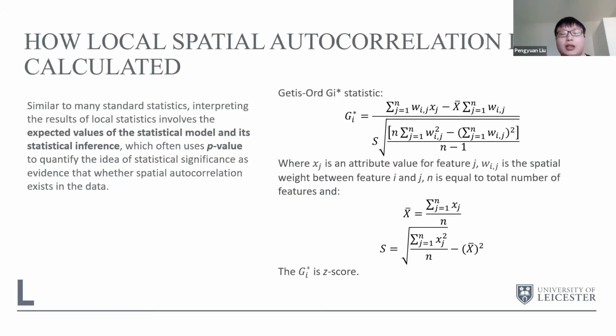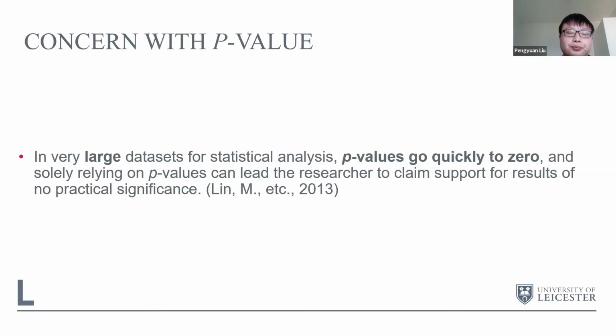So similar to many standard statistical analysis, interpreting the results of local statistics involving the expected values of the statistical model and in statistical inference, which often the p-values to quantify the significance of the z-value calculated by the local Gi star statistics. But in the recent years, existing studies in the discipline of statistical analysis identify that for very large data set, p-values will quickly go zero. And solely relying on the p-values will lead researchers to claim support for the result of no practical significance. So it seems that the p-value will be relatively robust for the smaller data set, but maybe less robust for a very large data set.